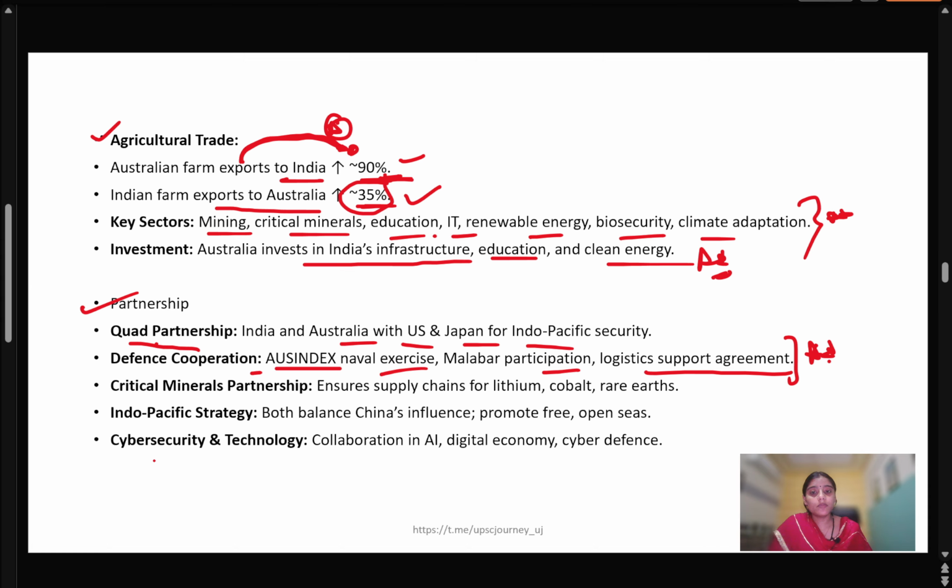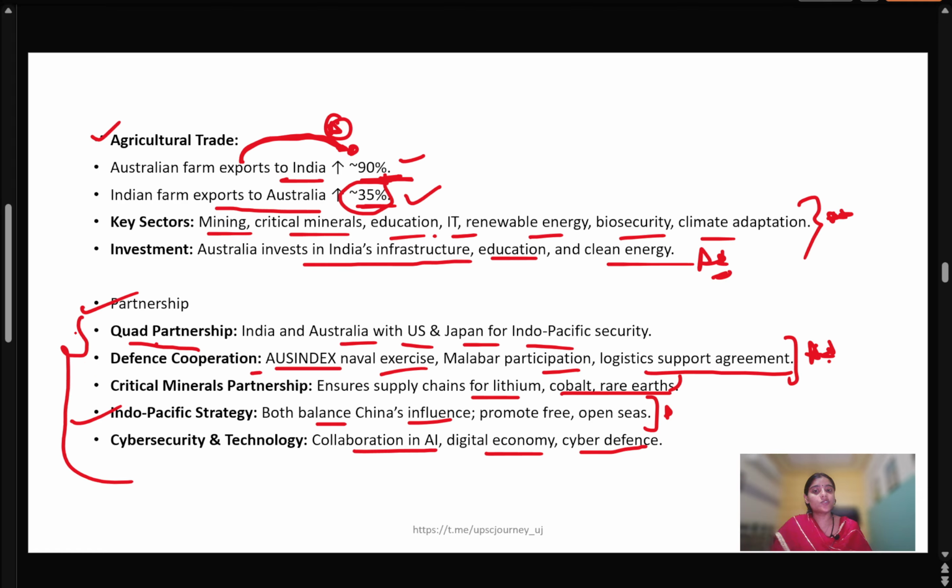Talking about critical mineral partnership, it ensures supply chain for lithium, cobalt, and rare earth metals. On Indo-Pacific strategy, both are balancing China's influence and promoting free trade and open sea access. Talking about cyber security and technology, they have collaboration in AI, digital economy, and cyber defense. So these are the points of their partnership.